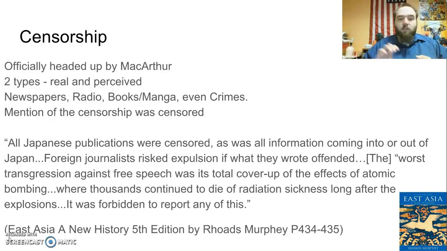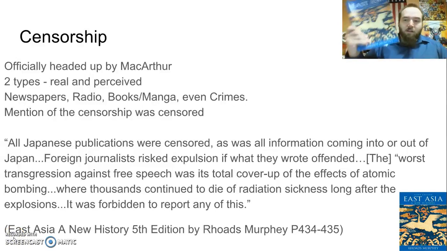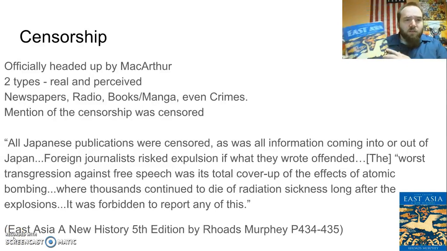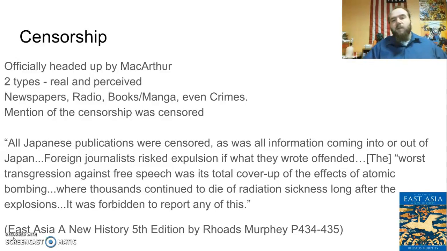So newspapers, books, radio, even crimes committed by American soldiers were censored. Mentioning the censorship was also censored, so you couldn't even talk about the censorship. Kind of amusing. If you have read this book, I believe you can download PDF copies for free from the NCTA program. I'm not 100% sure about that.